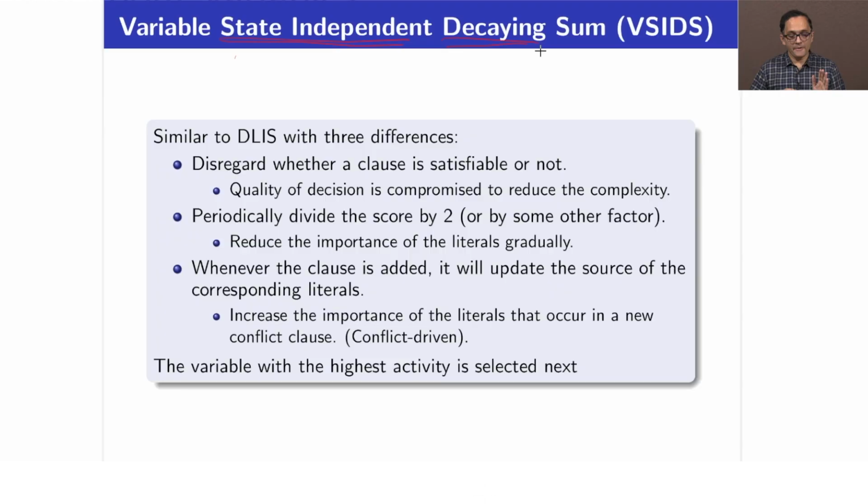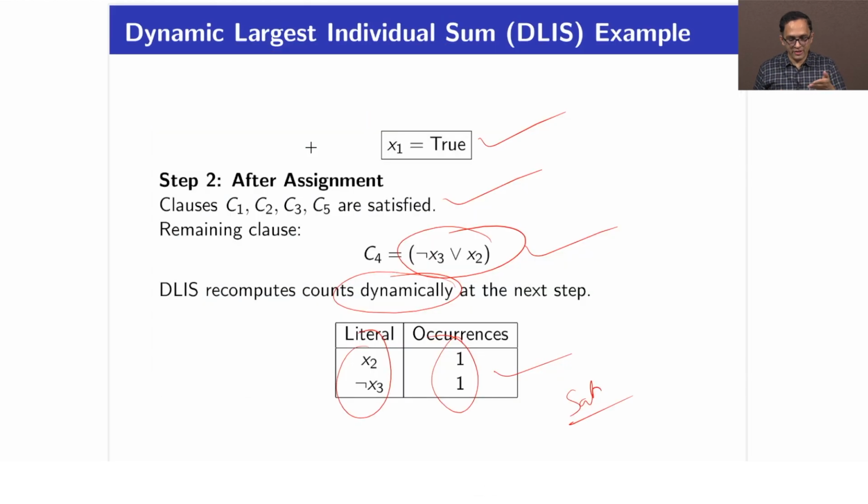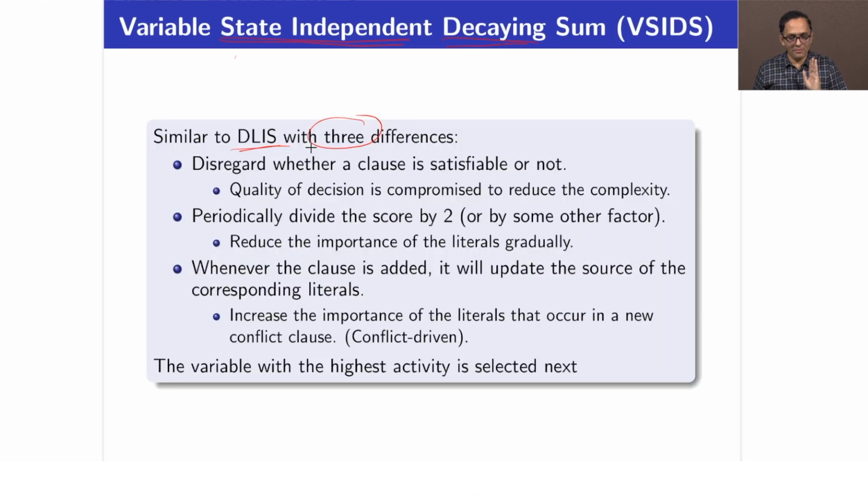It has three key differences from DLIS. It also maintains this table like DLIS, but it does not update the table whenever a clause is satisfied or not. So, it approximates this value. Obviously, the quality of the decision is compromised, but it improves the efficiency of the SAT solver.